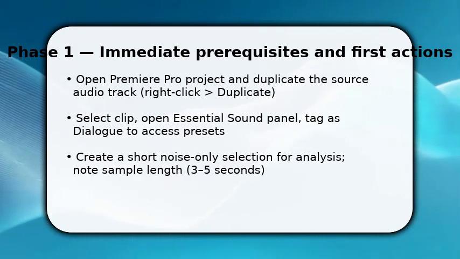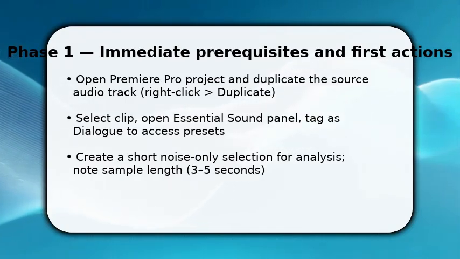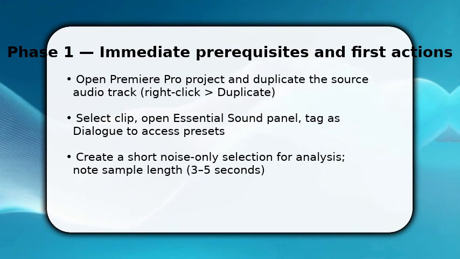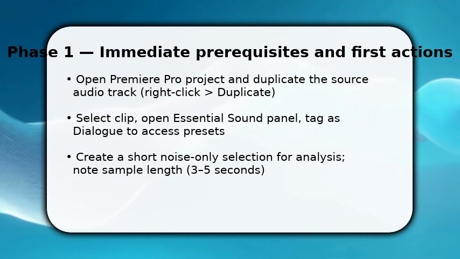You start by locking in a clean workflow. Duplicate the audio track so you keep an original safety copy. Then select the clip and open the Essential Sound panel. Tag the clip as dialogue so Premiere shows noise controls.